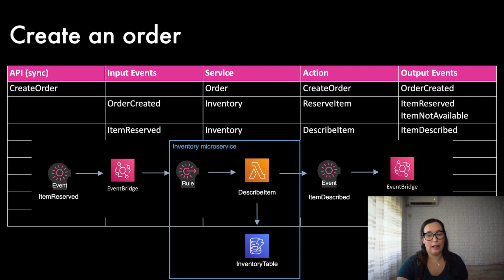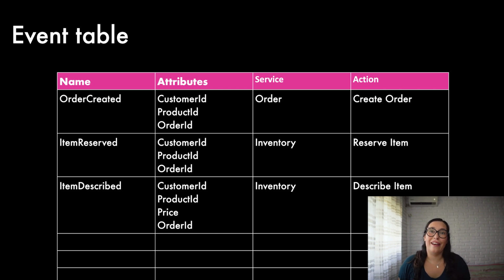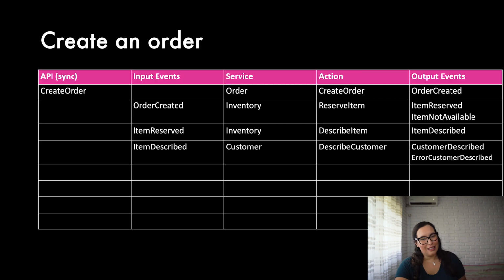Then we have now in our events that the new event is the item describe, and the attributes has the price. Good. Perfect. Start getting the flow. Then the next thing is to get the product, the customer information.